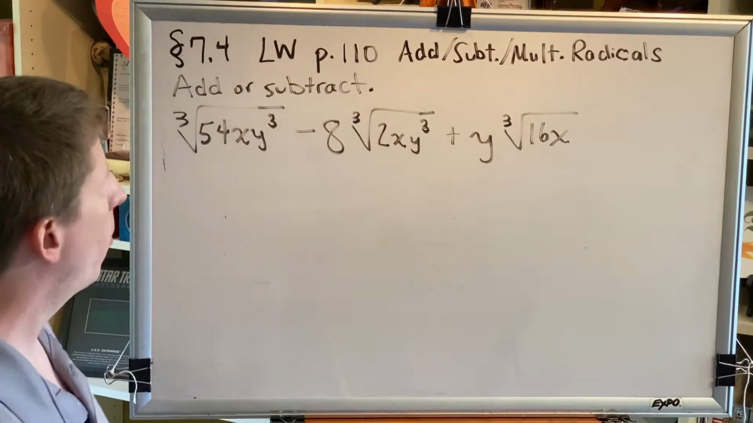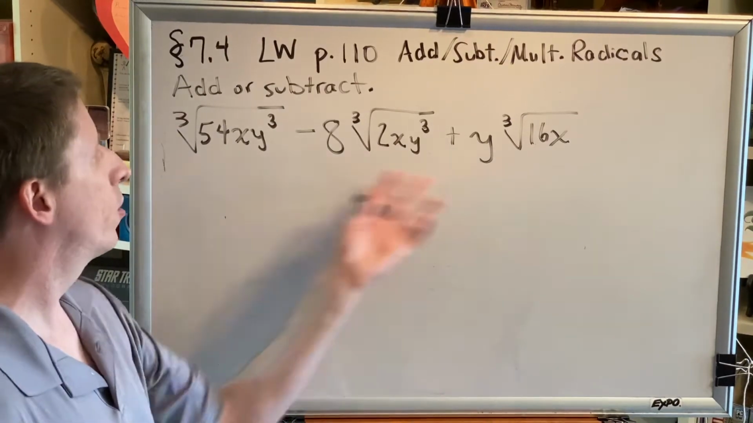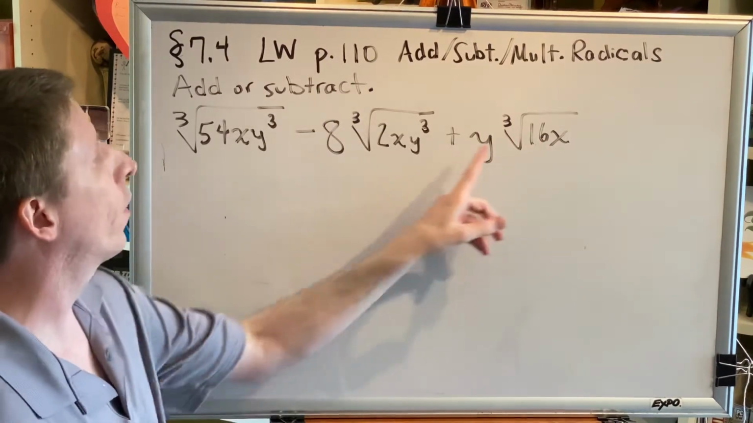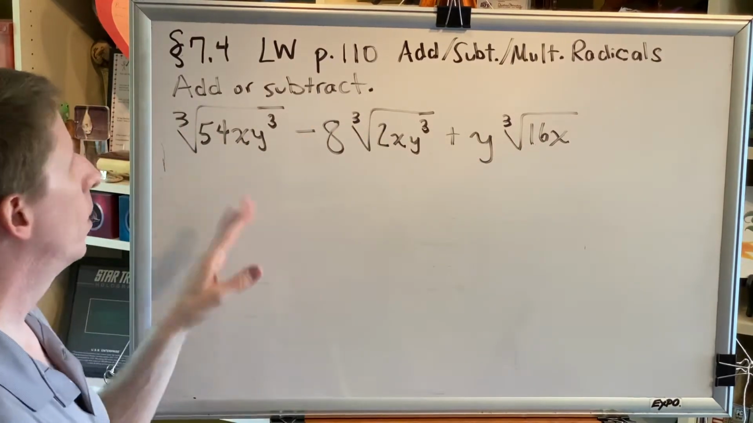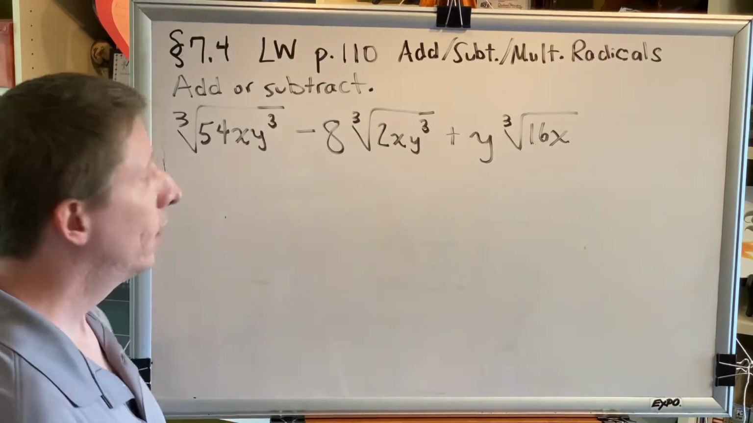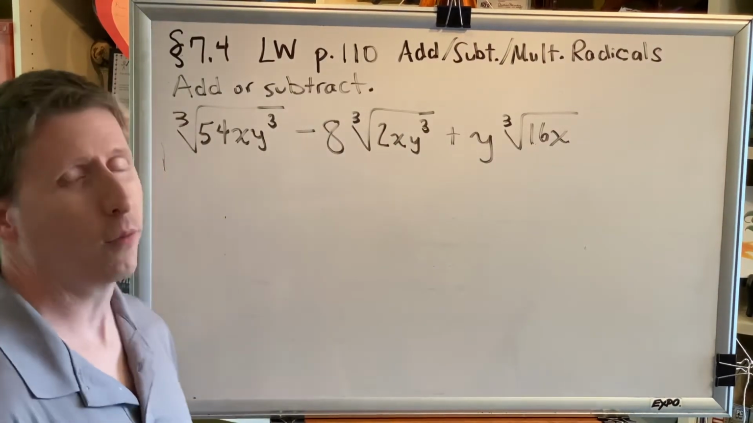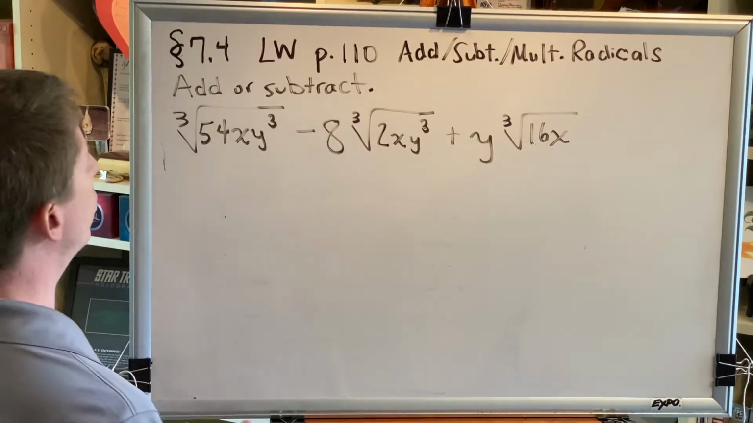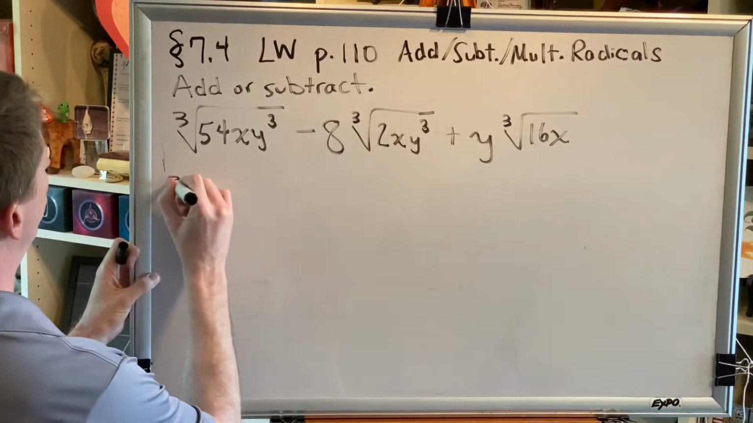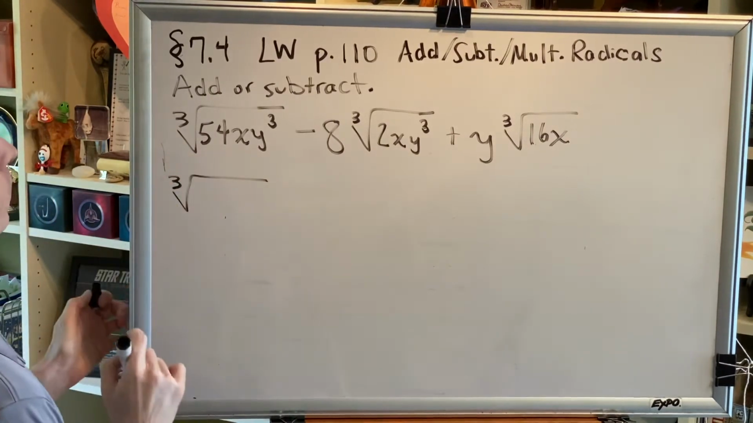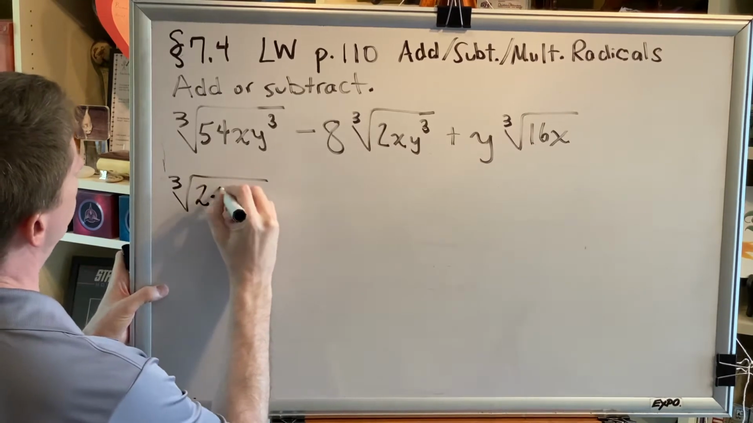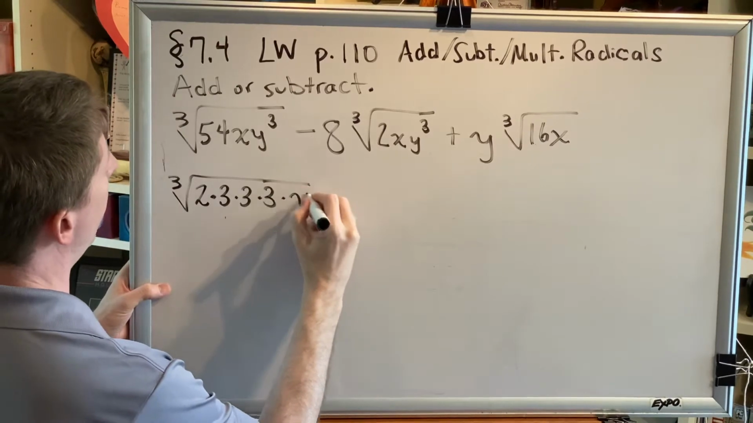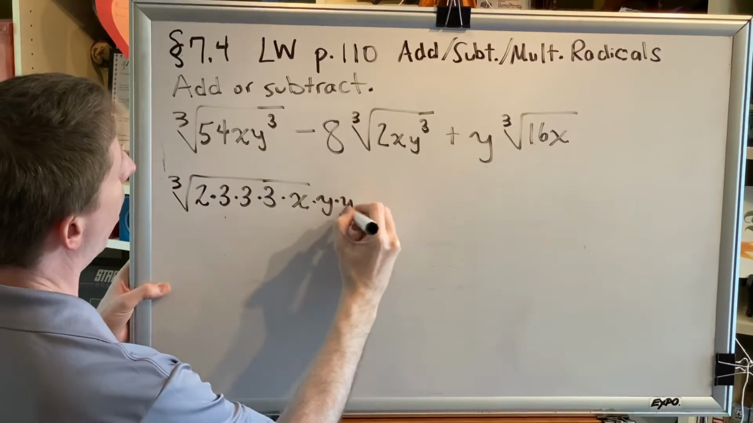Upon first inspection, we would conclude that these are all unlike radicals because the radicands are dramatically different. They all have the same index of 3, but the radicands are completely different. Yet, it may still be the case that these are like radicals. We just need to simplify to discover whether that's true. So let's go ahead and make our trees here. We did 54 in the previous problem. We found that 54 was 2 times 3 times 3 times 3. And then the xy cubed will be an x times a y times a y times a y.